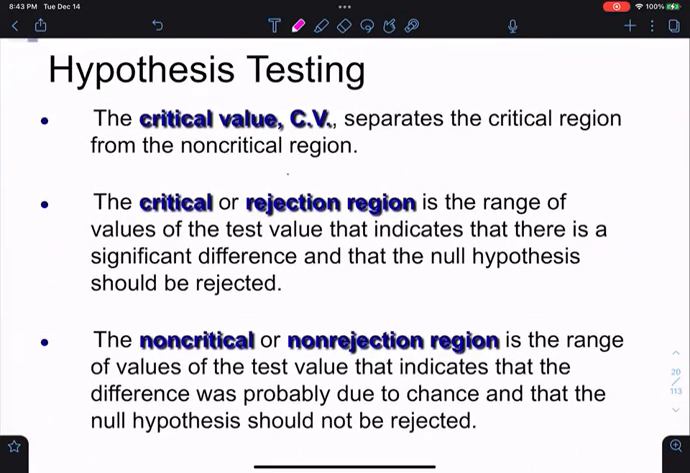Okay, so in hypothesis testing, the critical value, CV, separates the critical region from the non-critical region.